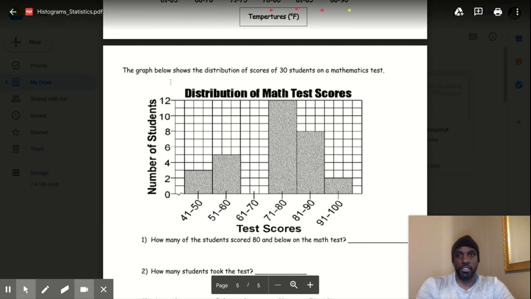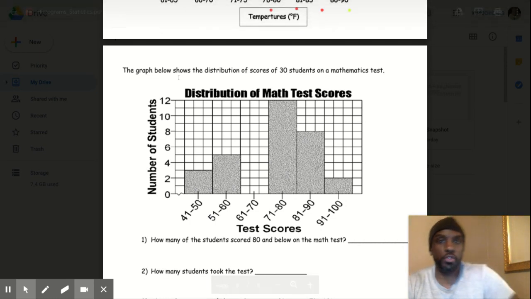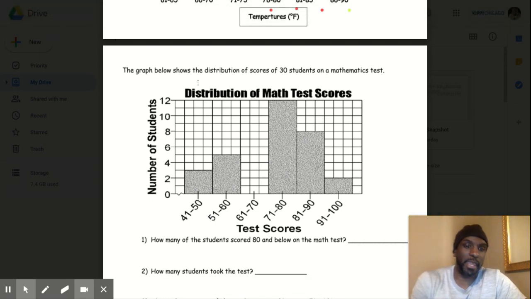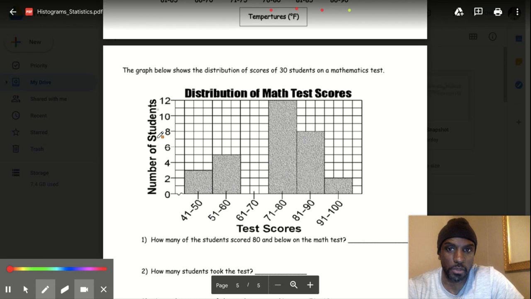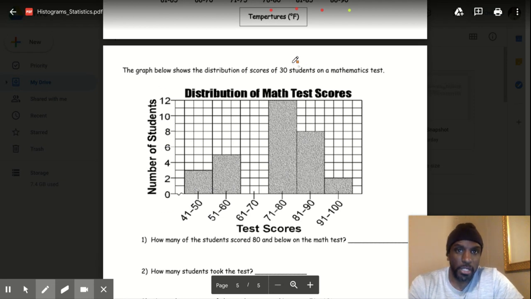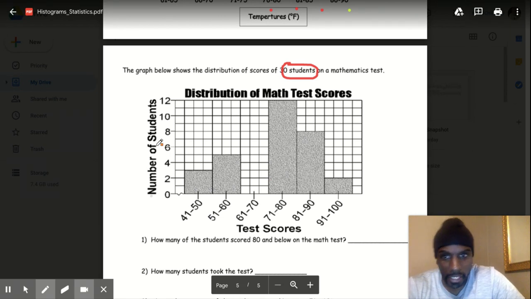This is the interpretation. The graph below shows the distribution of the scores of 30 students on a mathematics test. Notice this is the frequency, or the number of students. They already told us how many students, 30 students, so all of these bars should add up to 30. This is the number of students.